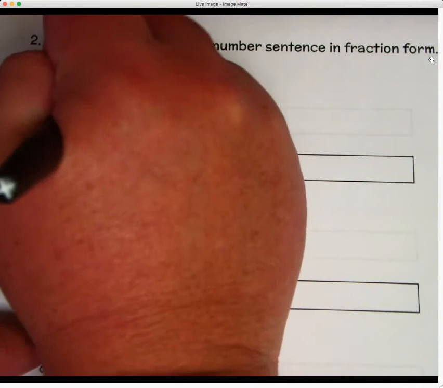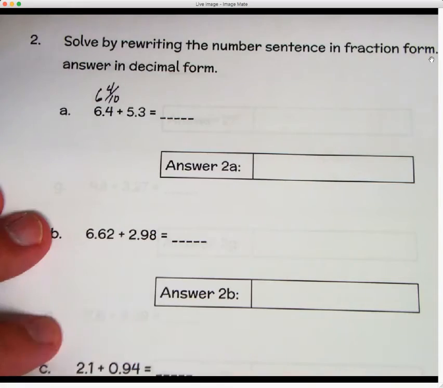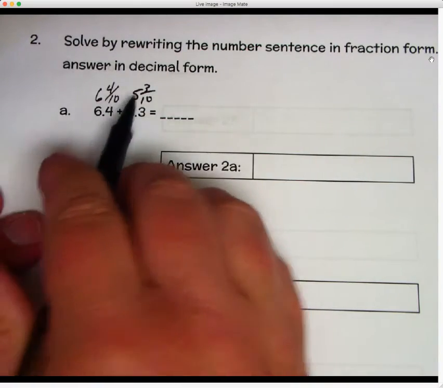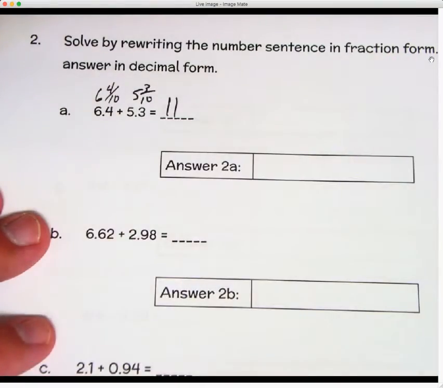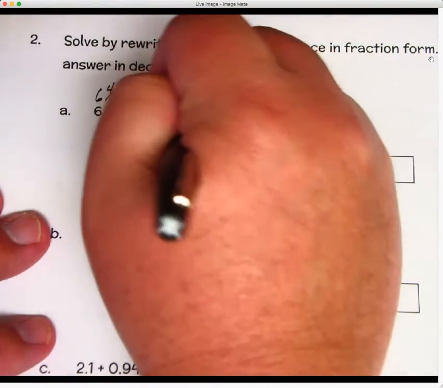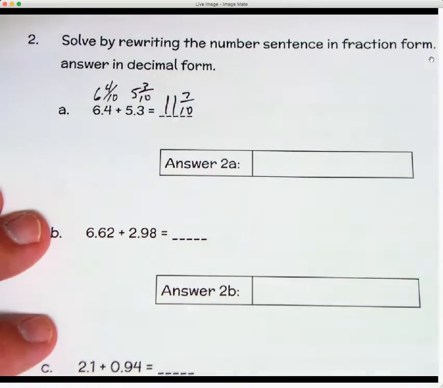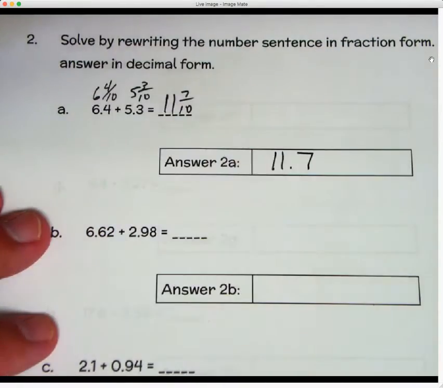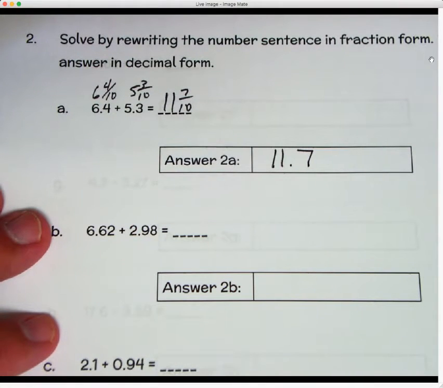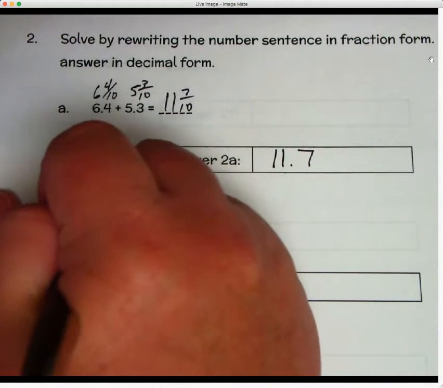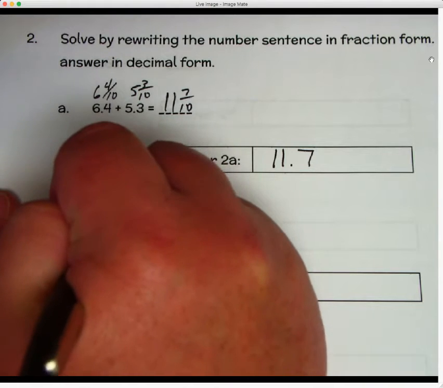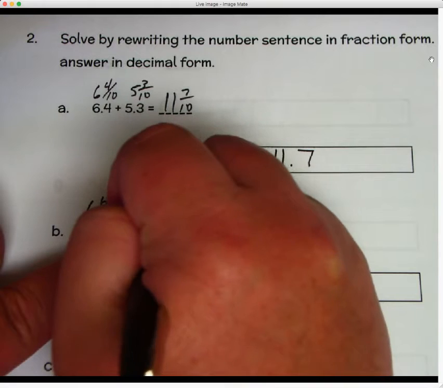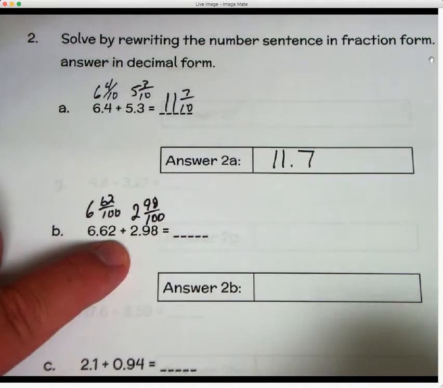6 and 4/10, 5 and 3/10. 6 plus 5 is 11. 4/10 plus 3/10 is 7/10. 11 and 7/10. We've got tenths instead of hundredths that time, don't we? This time we've got hundredths. 6 and 62 hundredths. And 2 98 hundredths.